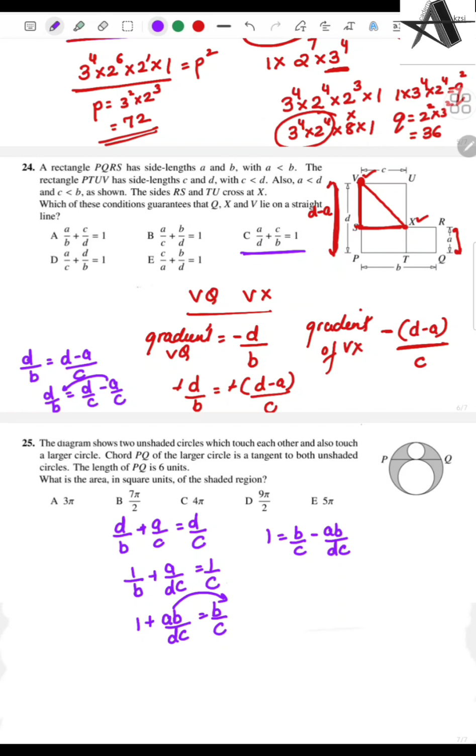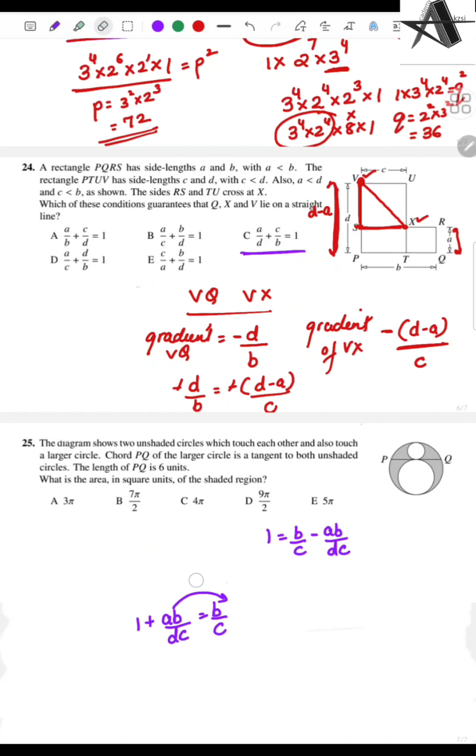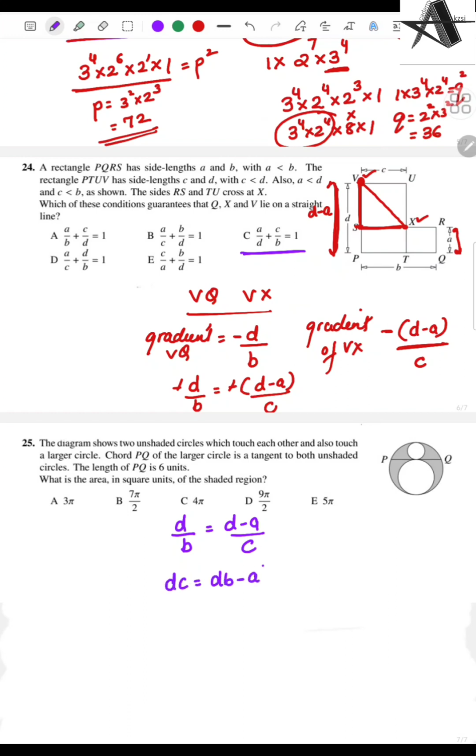If you don't want to do that whole stuff, there is another way. See, we know that D over B is equal to D minus A over C, that we have done. You can cross multiply as well. So if you cross multiply, DC is equal to DB minus AB. This would be, I would say, much easier. Now bring it here, DC plus AB is equal to DB.